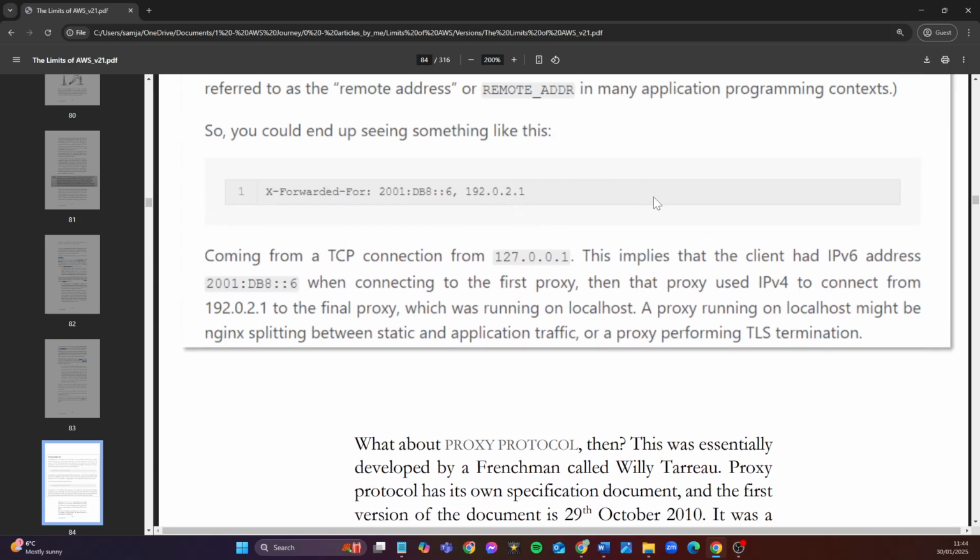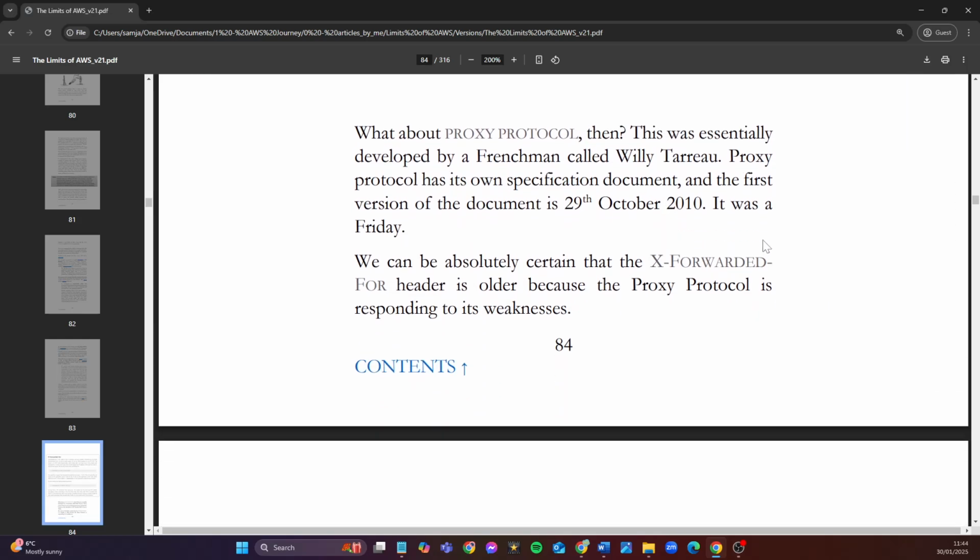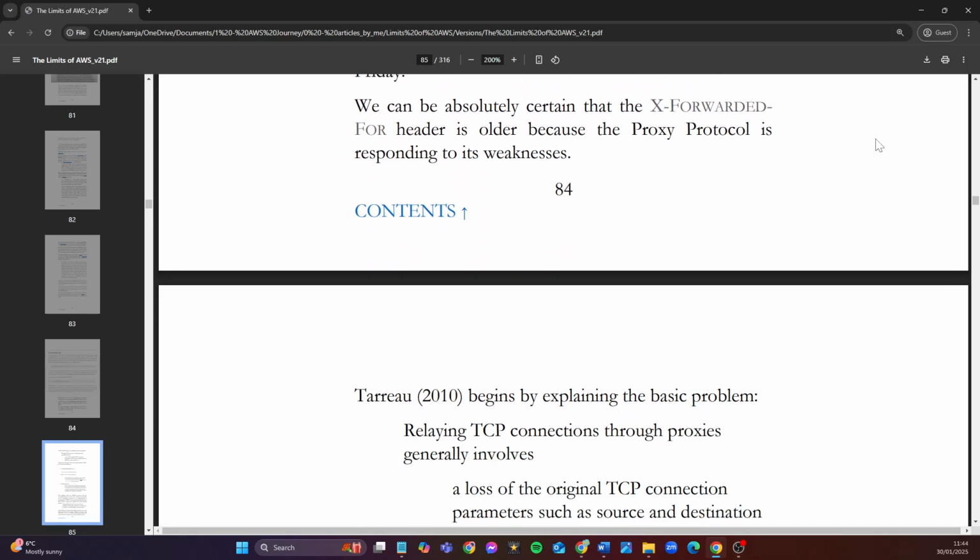So that's a bit about X-Forwarded-For. What about proxy protocol then? This is something different. This was essentially developed by a Frenchman called Willy Tarreau. Proxy protocol has its own specification document, and the first version of the document is 29th of October 2010. It was a Friday. We can be absolutely certain that the X-Forwarded-For header is older, because the proxy protocol is responding to its weaknesses.